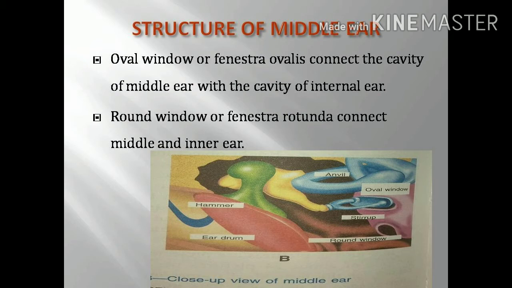Directly below the oval window is another window called the round window, or fenestra rotunda. The round window is covered by a thin membrane.